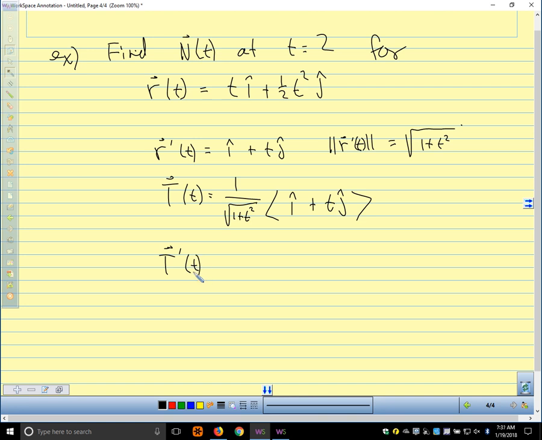And I'm going to use a product rule. This is a scalar multiple. So I'm going to use the scalar multiple product rule. So T prime is going to be the first, square root of 1 plus t squared, times the derivative of the second. So that's just j hat. Oops, I don't need the brackets. Those should just be parentheses.